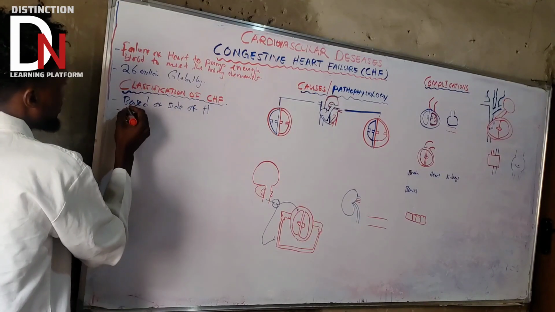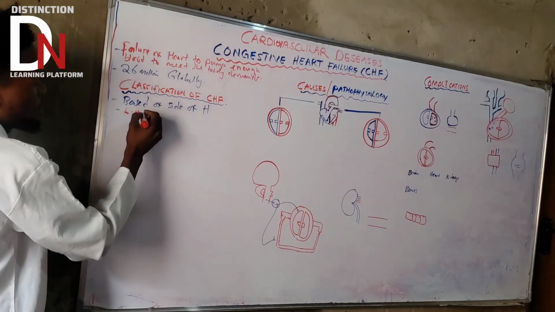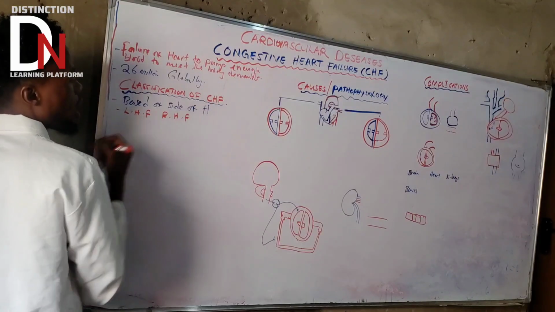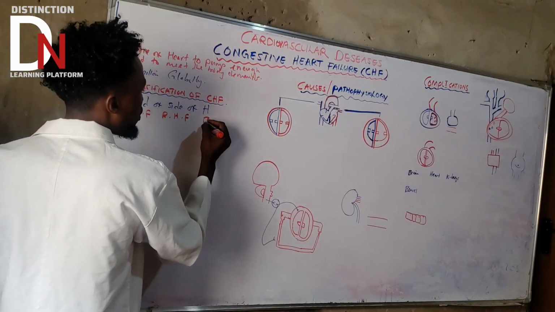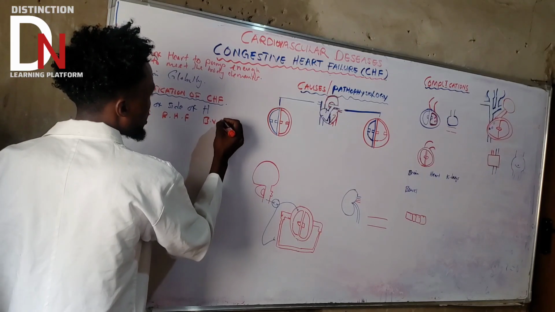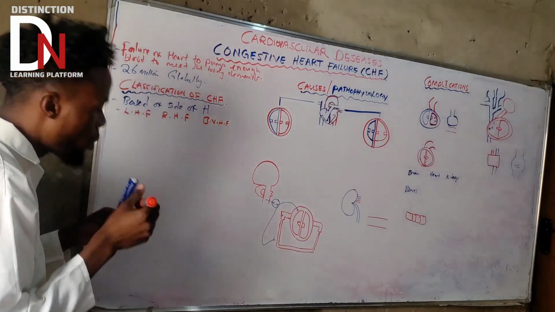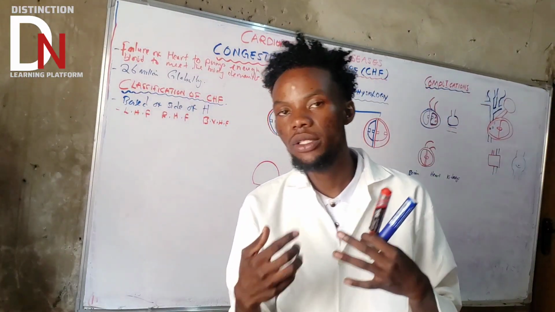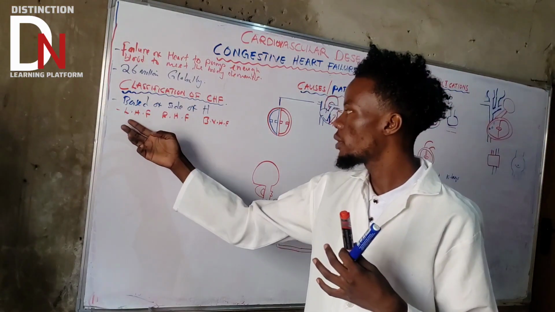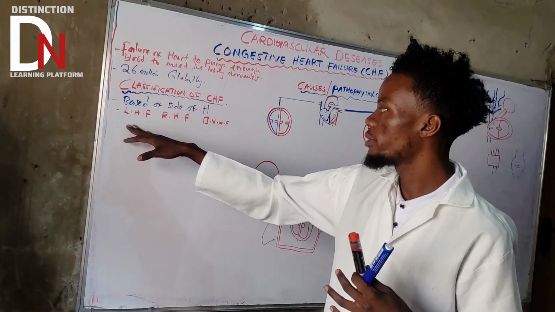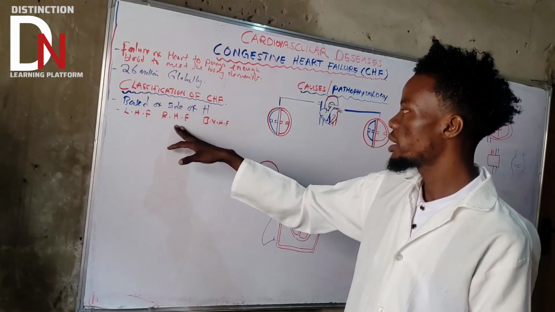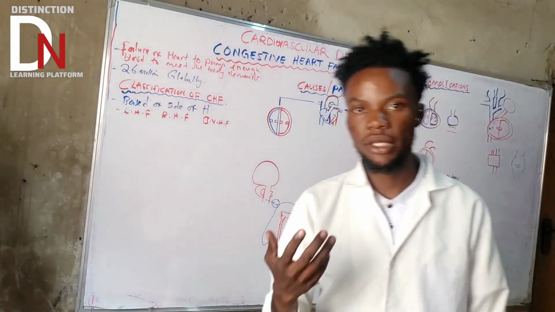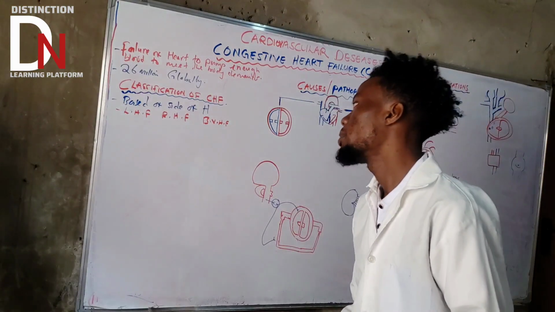The first one can be left heart failure. It can also be right heart failure. And it can also involve both ventricles, biventricular heart failure. So according to the side of the heart affected, it can be classified into 3 parts. The first is left heart failure, where the left side has been affected and is failing to pump enough blood to meet the body's demand. Then right heart failure, and biventricular heart failure, where both the left side and the right side are failing to pump enough blood to meet the body's metabolic demand.